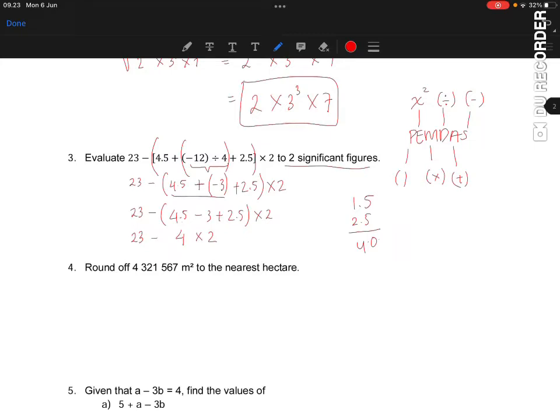We have subtraction and multiplications. It means we need to do the multiplication first. So you will have 23 minus with 8, because 4 multiplied by 2 is 8. So you will have 15 for the final answer. Don't forget to box the answer, okay?